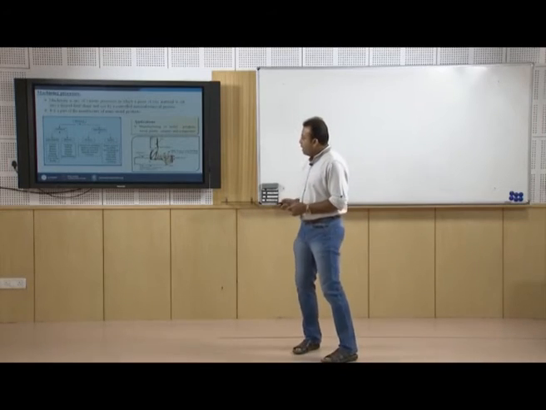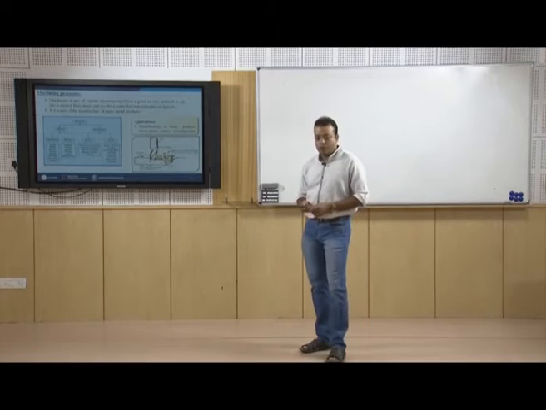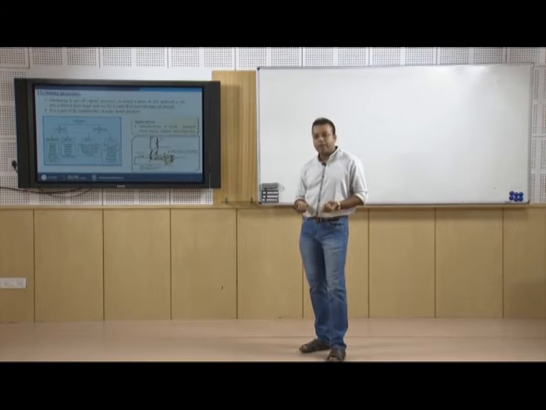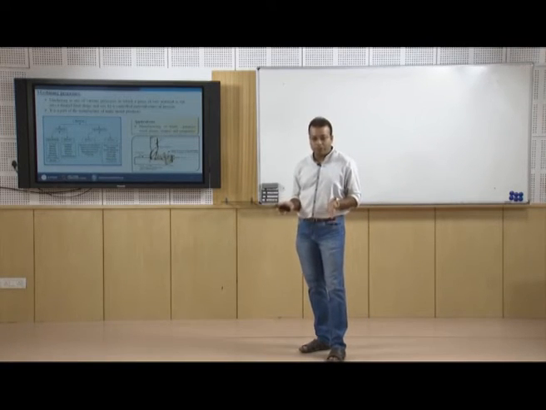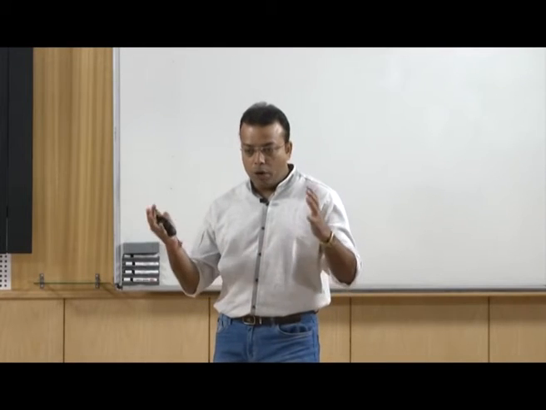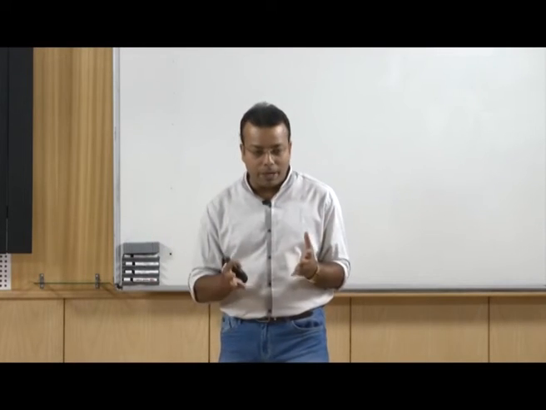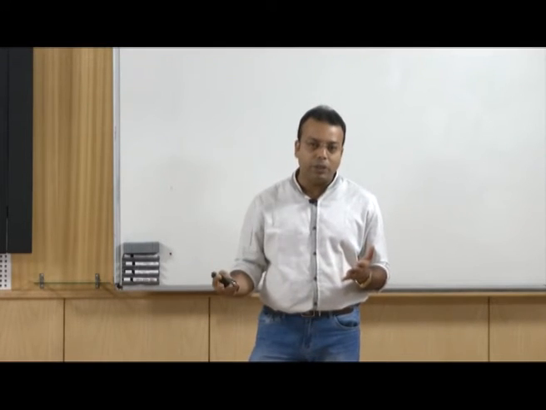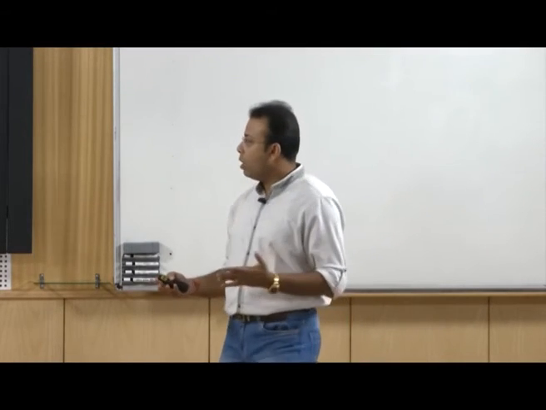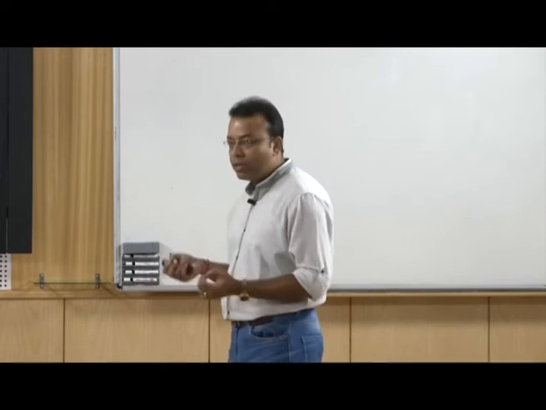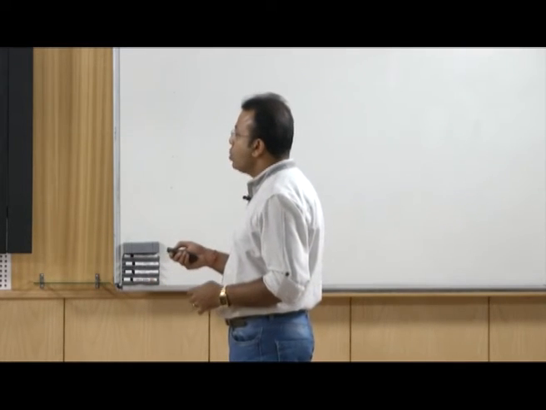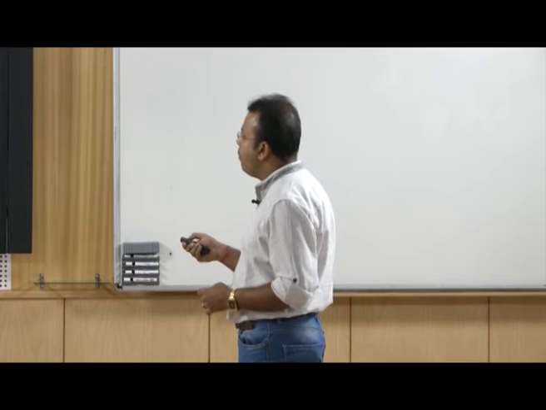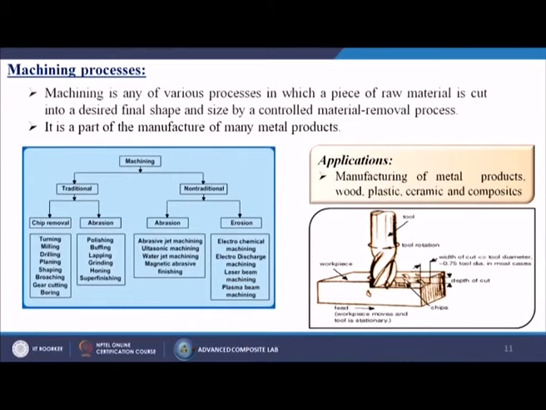Then next we are discussing the machining process. Machining is one kind of mechanical process. There are several types of machining processes available. The whole machining process we can divide into two parts. One is called the conventional machining process, and the other is called the non-conventional, or unconventional, or non-traditional machining process. Machining is any of various processes in which a piece of raw material is cut into the desired final shape and size by a controlled material removal process.